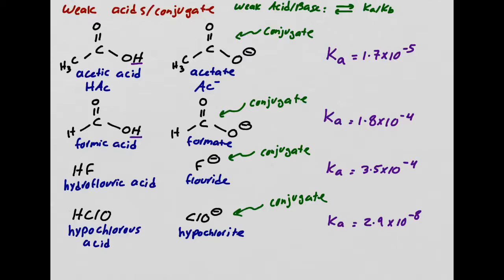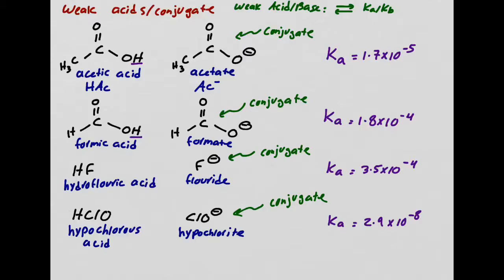Now I want you to pay attention to this conjugate. Something is interesting about these conjugates. All of these conjugates have a minus charge, don't they? Minus charge means they have an extra electron. If they have an extra electron, what does that mean? Remember, go back to day one. We said that an acid is going to lose a hydrogen, and a base is going to get a hydrogen.